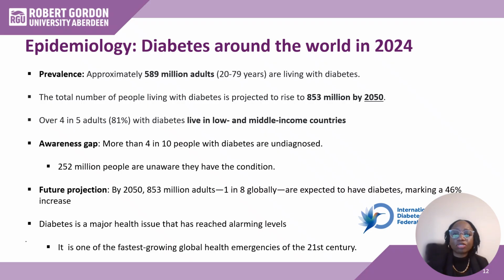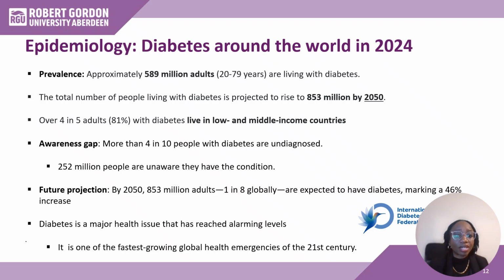So I'll now delve into the pharmacoepidemiology of diabetes around the world. And these are statistics from 2024. So globally, around 589 million adults are living with diabetes, and this number is projected to rise to almost 853 million by 2050. Also, most people with diabetes live in low and middle income countries, and over 40% of these people remain undiagnosed. This highlights the scale of the global health challenge.